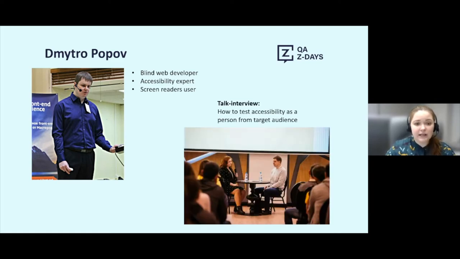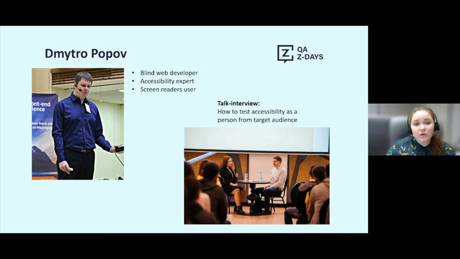Together with Dmitry, we once conducted a talk about how to test accessibility as a person from the target audience. While I was preparing for that talk, I was able to clarify many uncertainties I had about accessibility. I will be sharing some of the insights that Dmitry told me, but also some of my personal observations. Dmitry sometimes still consults me on questions I have about accessibility because he really strives to make the web more accessible, and he is glad that there are people who are concerned about accessibility and he is eager to help.